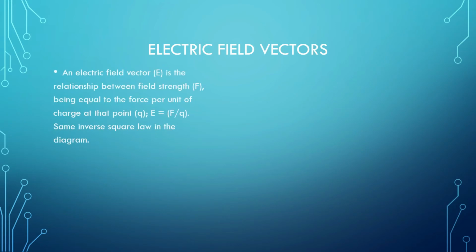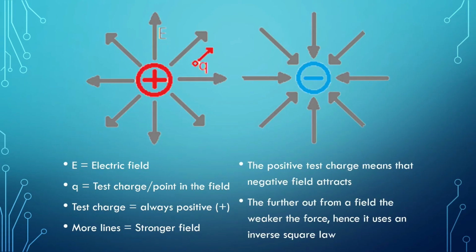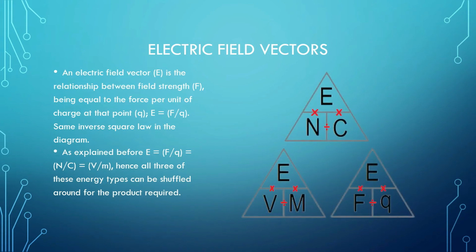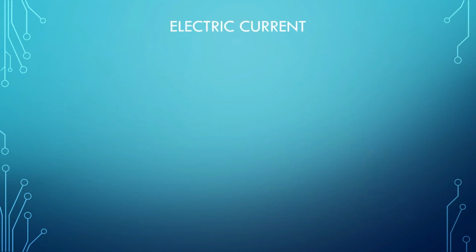Now, electric field vectors. An electric field vector is the relationship between field strength being equal to the force per unit charge at that point, the same inverse square law in the diagram before. As explained before, energy equals force per unit of charge, which equals newtons per coulomb, which also equals volts per meter. Hence, all three of these energy types can be shuffled around for the product required. I've created three formula triangles here, and I've just put in my own multiplication and division to what the shuffle would require. We'll go into more depth later.